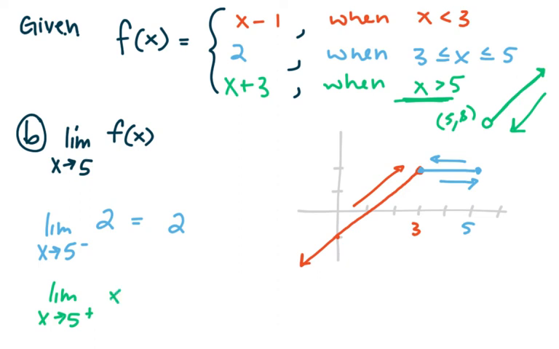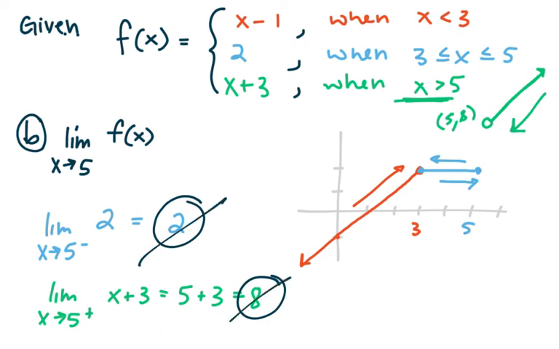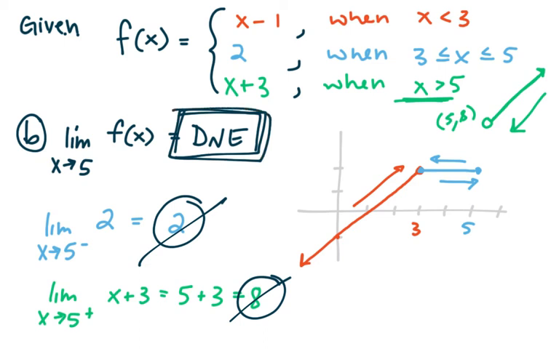So that piece is x plus 3. Plugging that in, I've got 5 plus 3, or 8. Now 2 is not equal to 8. And since the left-hand limit and the right-hand limit do not match, the limit does not exist. And that's our final answer there.